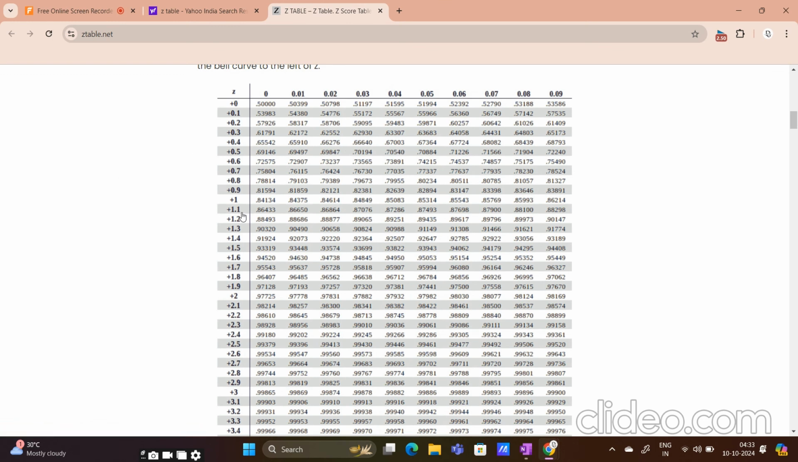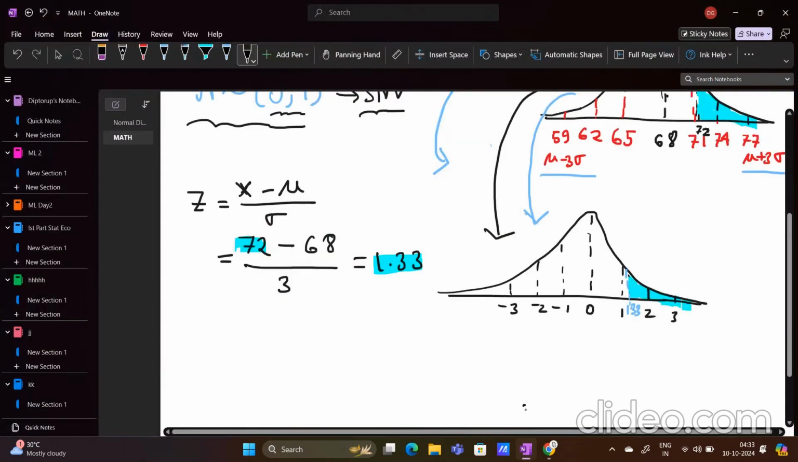At first we have to find the value of 1.3. Where is 1.3 located? 1.3 is located here. If we have the point 1.33, you have to break it as 1.3 plus 0.03. If we add them, you get 1.33. There is no problem in it.